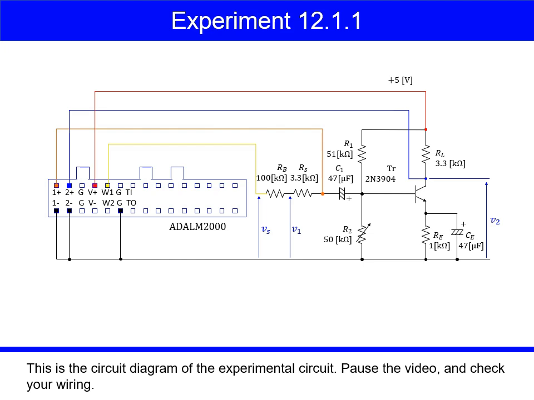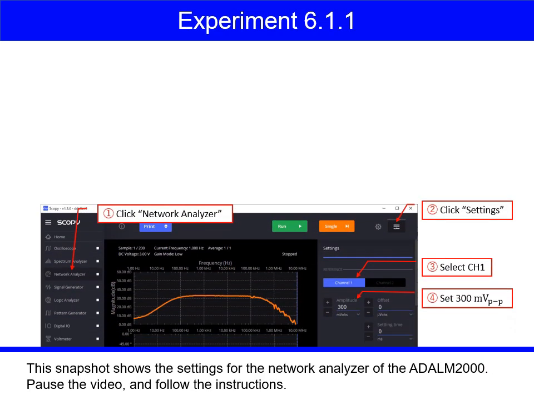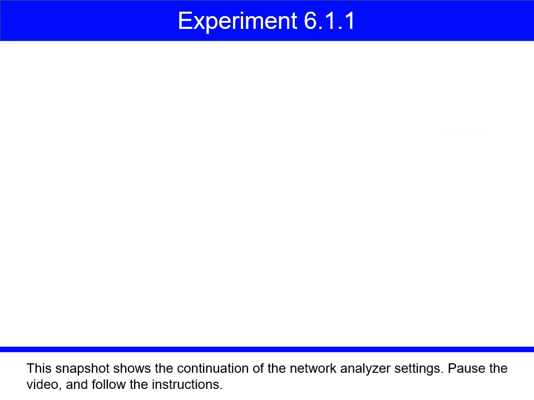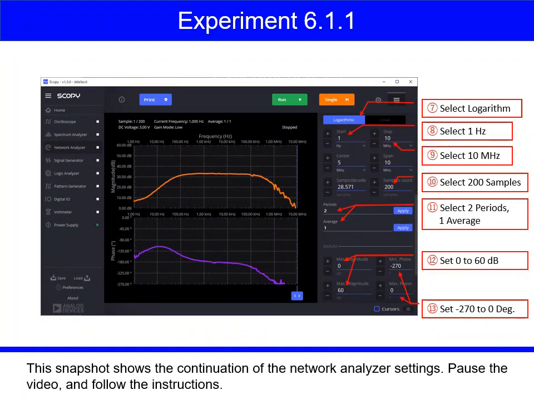This is the circuit diagram of the experimental circuit. Pause the video, and check your wiring. This snapshot shows the settings for the network analyzer of the ADALM2000. Pause the video, and follow the instructions. This snapshot shows the continuation of the network analyzer settings. Pause the video, and follow the instructions.